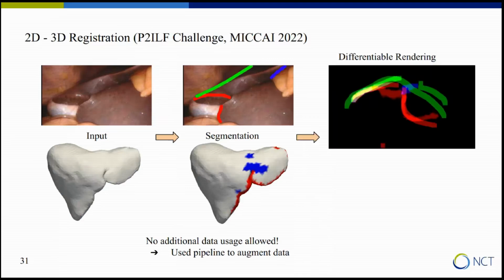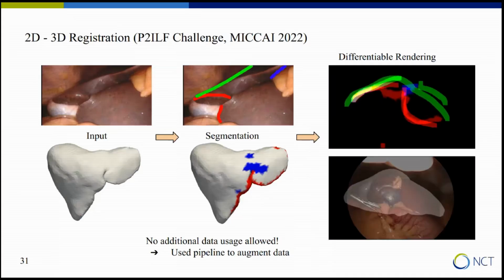And then for the setup, I think all teams ended up using differentiable rendering to try and solve this. And here's an example where we used differentiable rendering to align these labels. And then, of course, if you have the labels aligned, you can use the same transformation on the liver mesh.